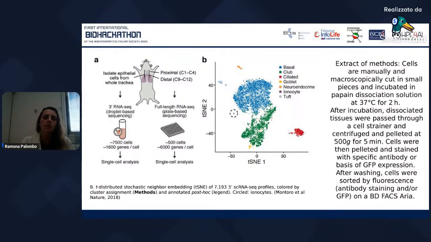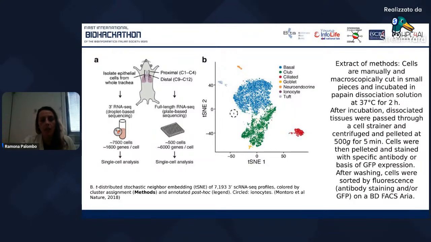These two sequencing methods highlighted the same results, but they are very different in the procedure, because in the first, they started with the isolation of epithelial cells from the whole trachea. And in the first, so in the 3' RNA sequencing, we have the analysis and so the sequencing of just the final part of the transcript.